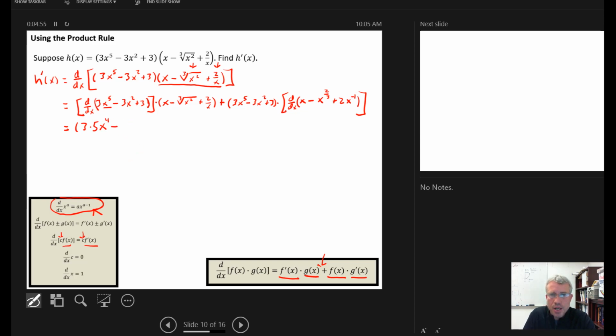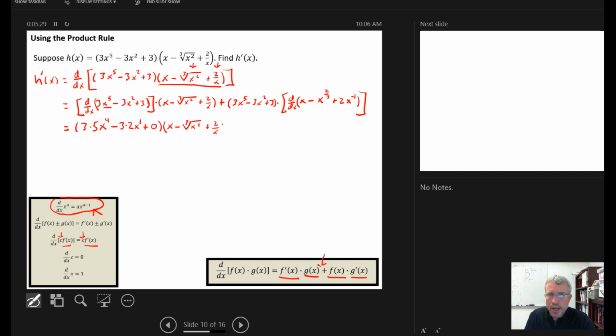Minus, here's a constant multiple of x squared, so it's going to be the constant times the derivative of x squared. Use the power rule to take the derivative of x squared. Pull the 2 down into the coefficient position on x and decrease the 2 in the exponent position by 1, plus take the derivative of 3, but the derivative of 3 is just 0. And then that's times the second function, x minus the cube root of x squared plus the 2 over x.